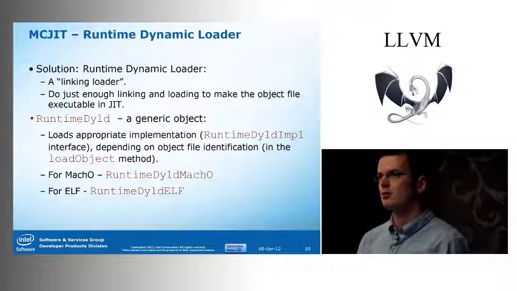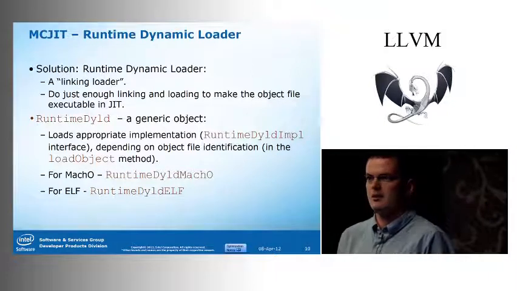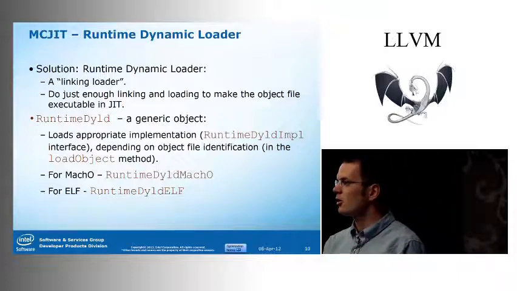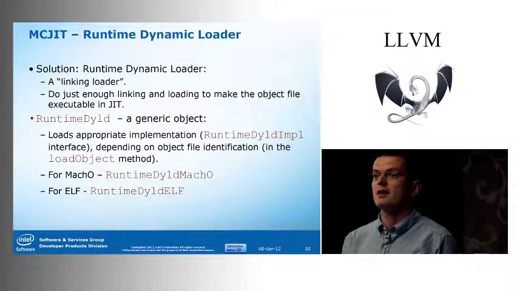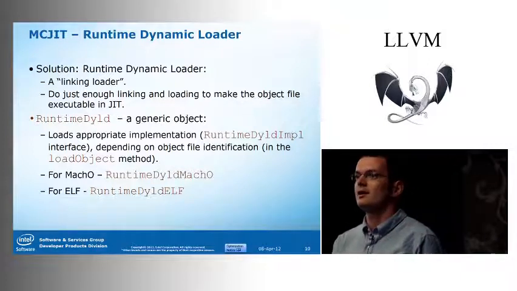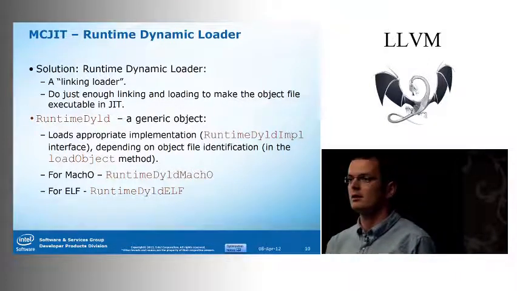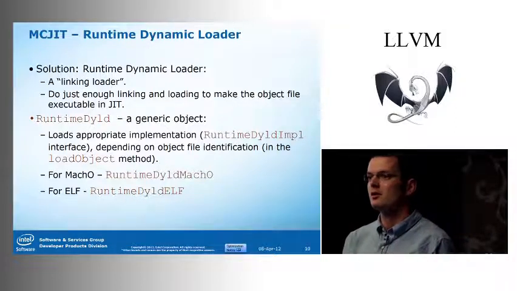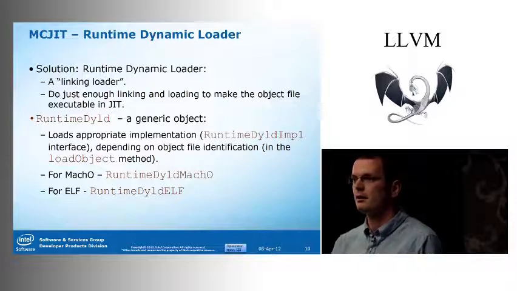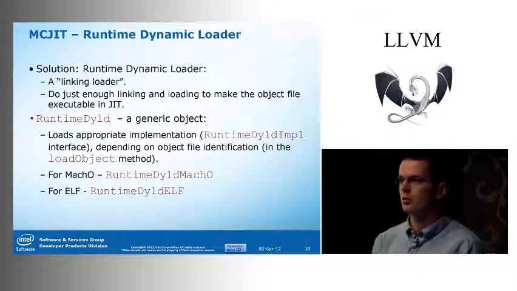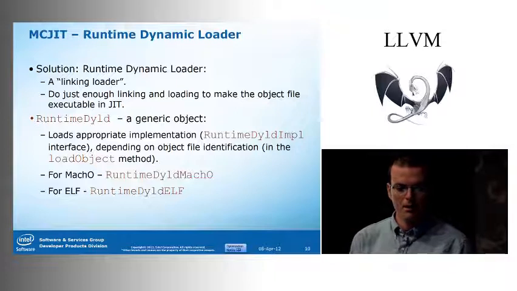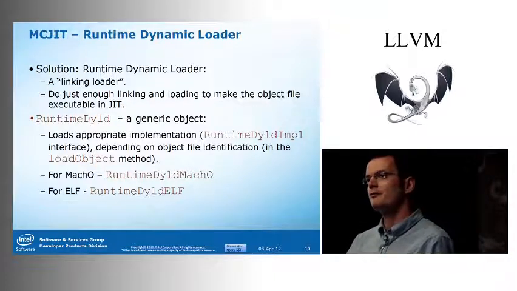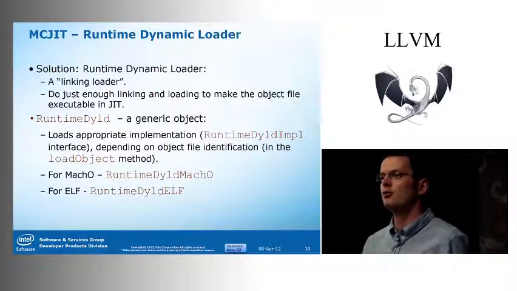So what is the solution MCJIT provides for this? The solution is this runtime dynamic loader I mentioned. It's a linking loader. There is such a thing on many historical machines, and I think even on some machines now, that have a linking loader in one step, although usually it's done in two. What it does is what I call just enough linking to make the object file run.